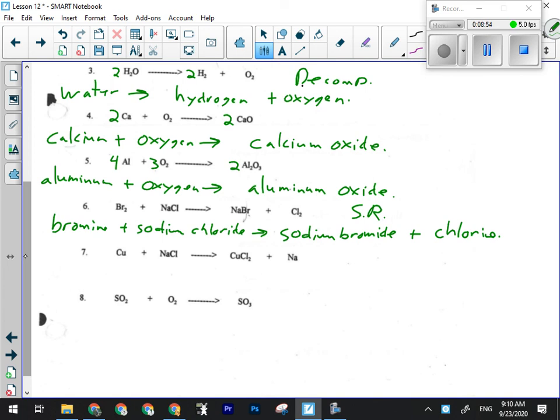Chlorine or bromine, doesn't matter. Either one will work. They're both 2s, okay? I'll start with bromine just because it's first in the reaction. There's 2 bromines over here, but there's only 1 over here in the products, so I need 2 of these.